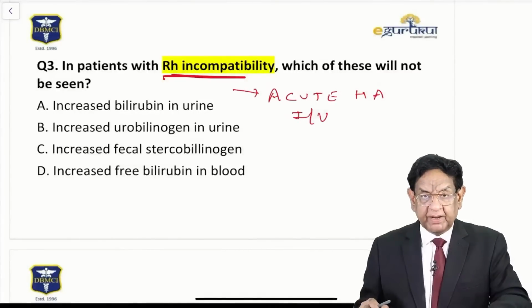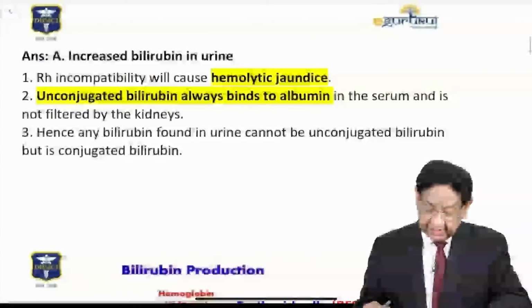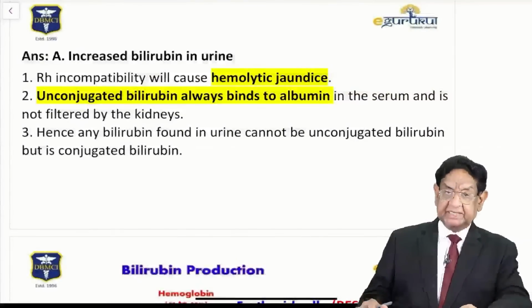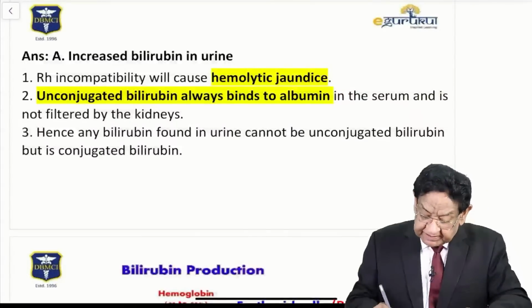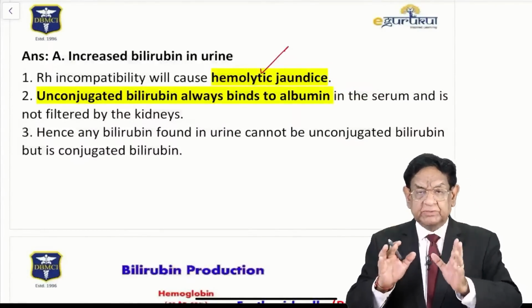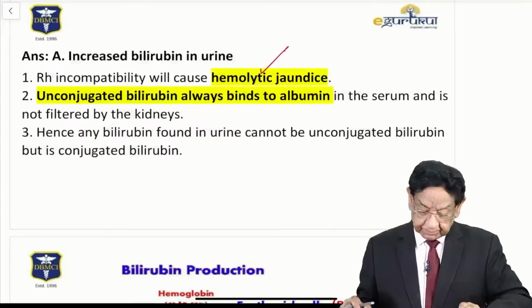I hope by now you have done it. The answer is increased bilirubin in urine. So what are the keys? Now let's discuss the case, and the keywords are, as I discussed, this happened in a case of hemolytic jaundice. The word hemolytic jaundice means the jaundice is due to hemolytic anemia, the point I mentioned in the previous slide.